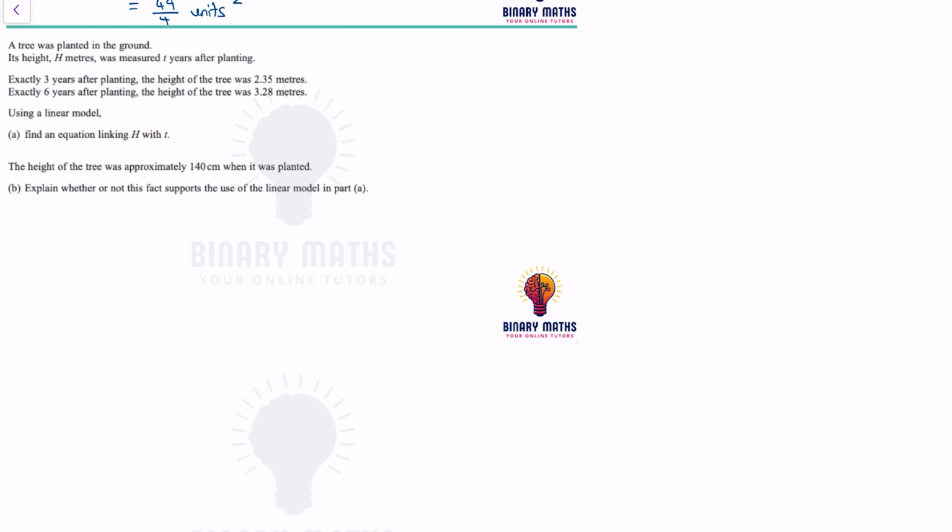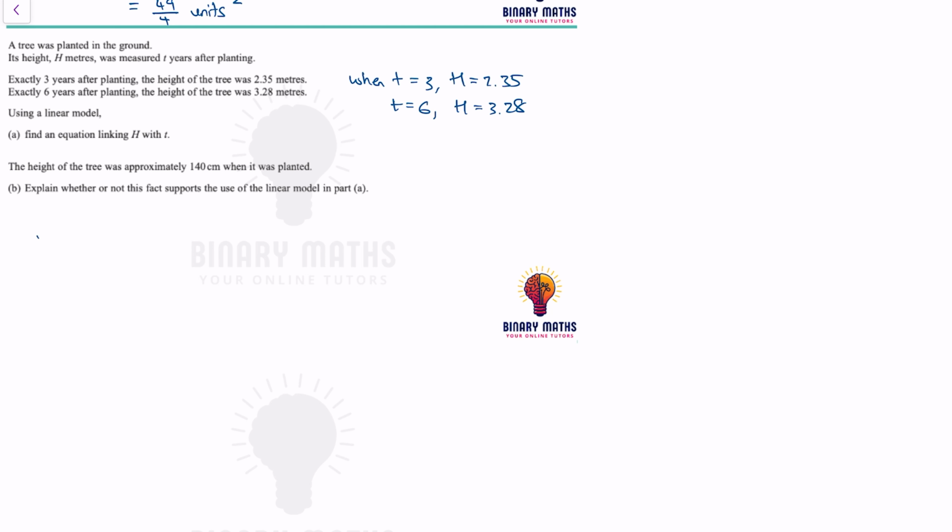Okay, a tree was planted in the ground. Its height, h meters, was measured 2 years after planting. Exactly 3 years after planting, the height of the tree was 2.35. So that means when t equals 3, h is equal to 2.35. And exactly 6 years after planting, t is equal to 6, h is equal to 3.28. Using a linear model, find an equation linking h with t.